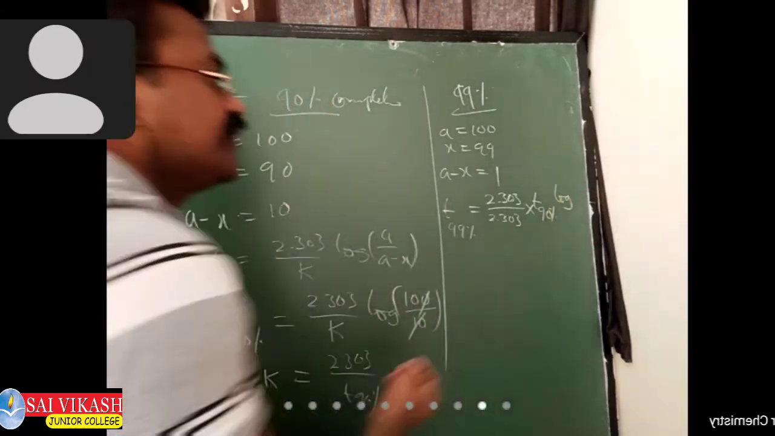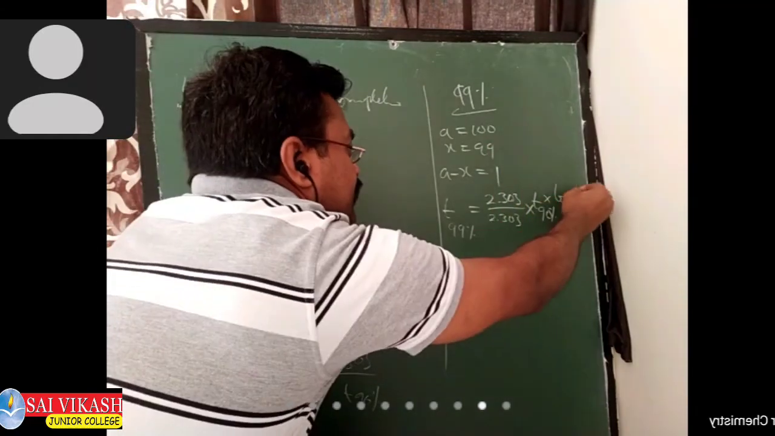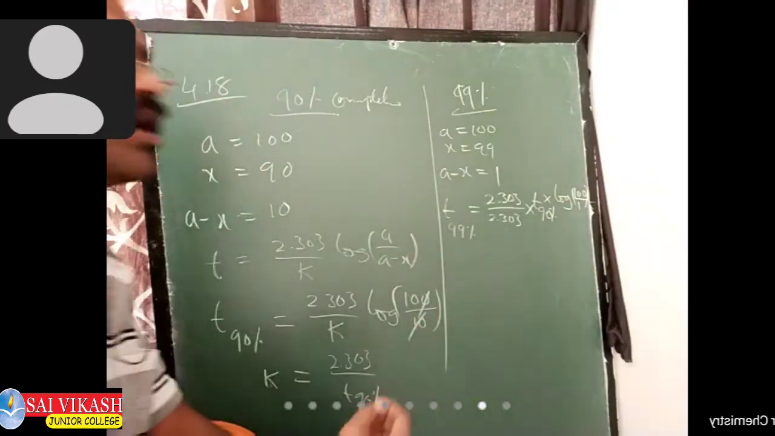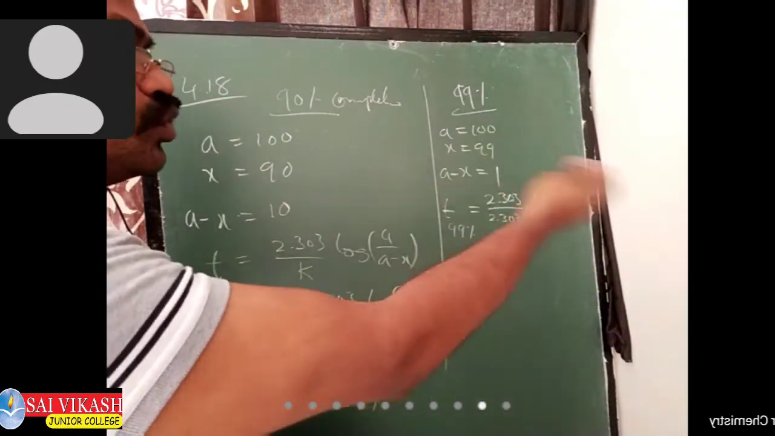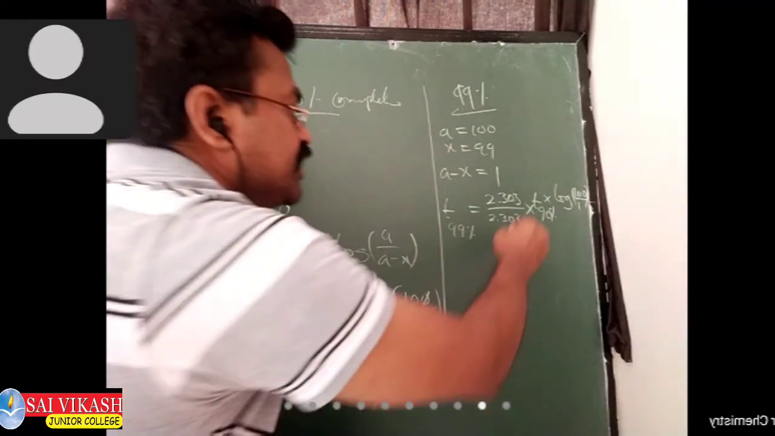Again log of A by A minus X. This is into है. ये how much? 100 by A minus X 1. So log 100 by 1. Log 10 square. Log 10 square means 2 log 10. 2 log 10 means 2 मिलेगा. So this is cancelled.